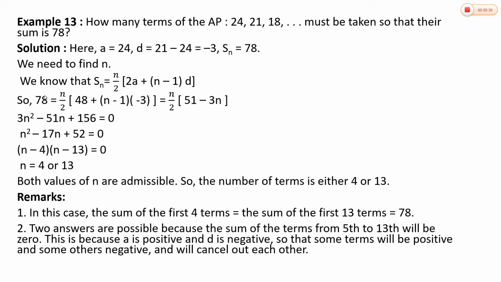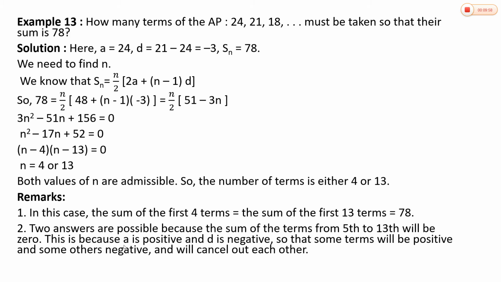How is this possible? We will see. In this case, the sum of the first 4 terms is equal to the sum of the first 13 terms, which is 78. Two answers are possible because the sum of the terms from 5th to 13th will be 0.